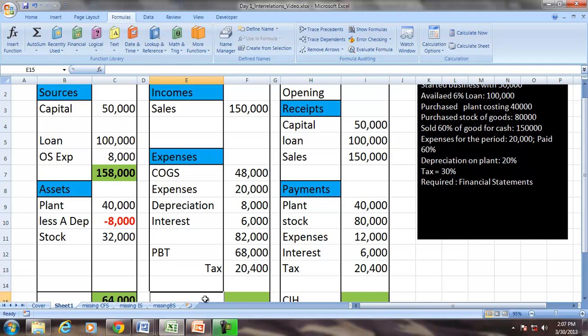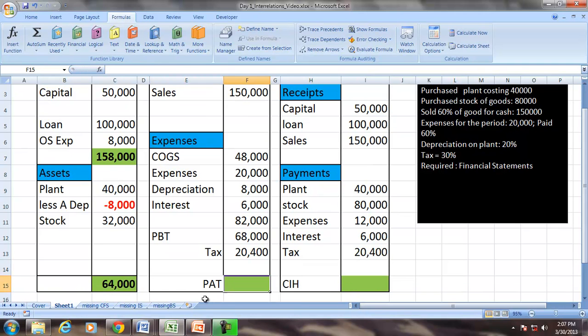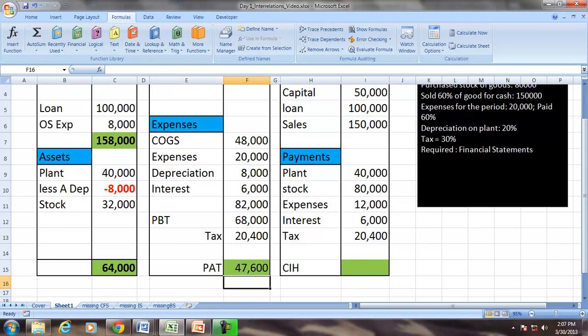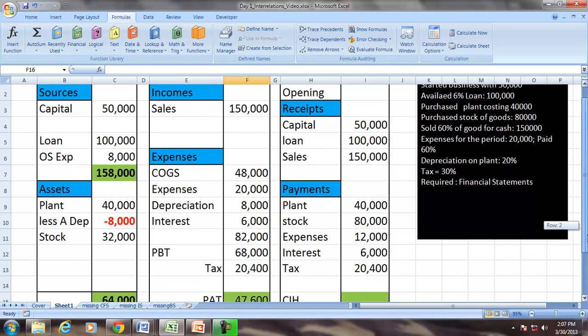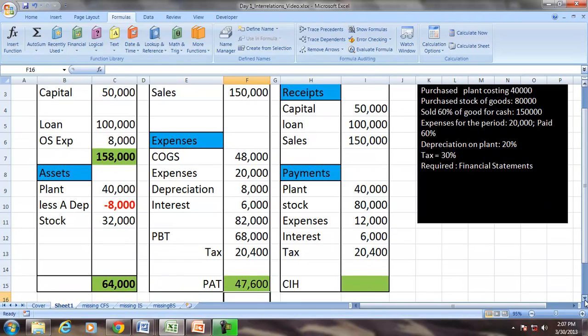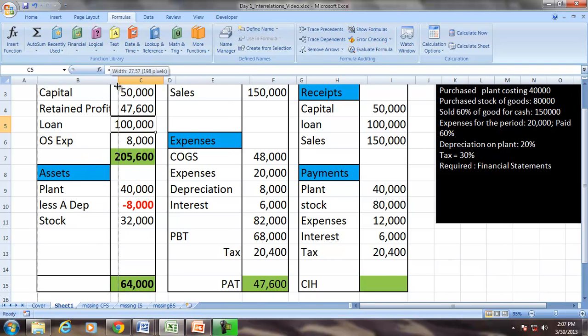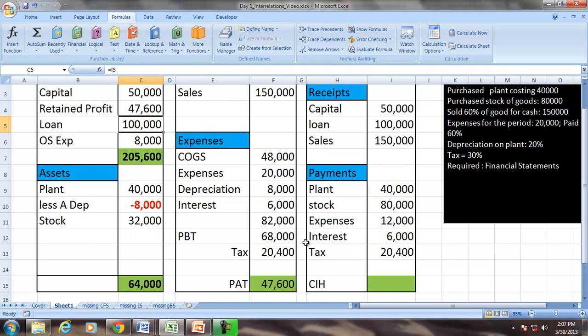And the PAT, profit after tax, is PBT minus the tax. So PAT in this case is 47,600. If no information is given, the entire profit is assumed to be retained. So let us retain the profit because it has not been distributed. So the entire profit has been retained.